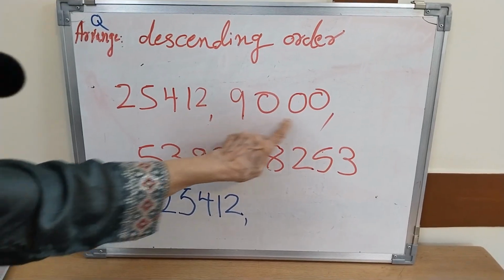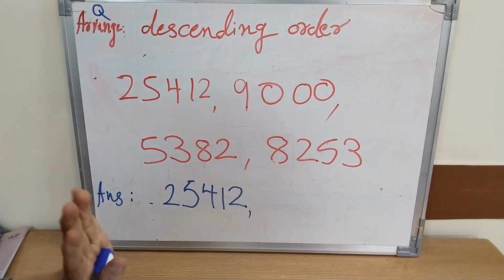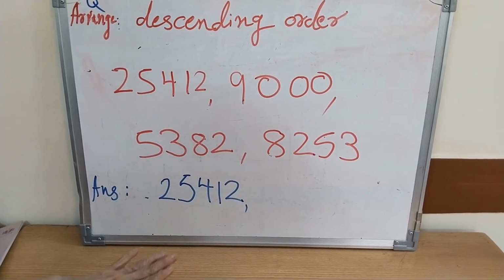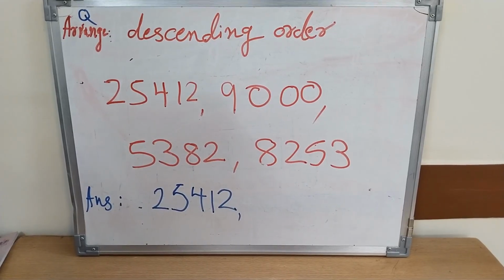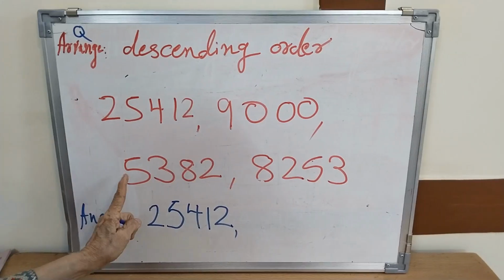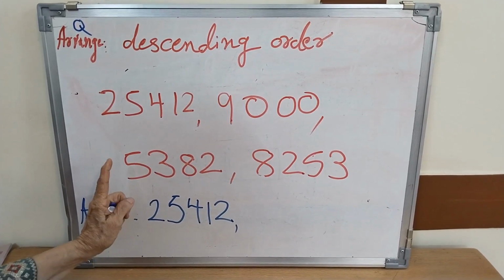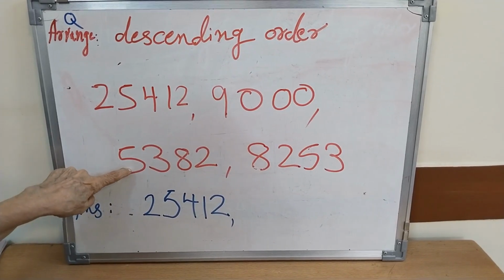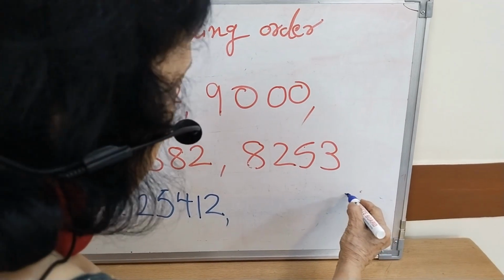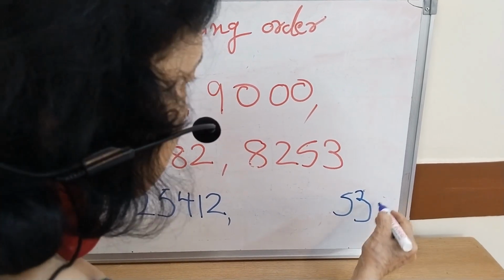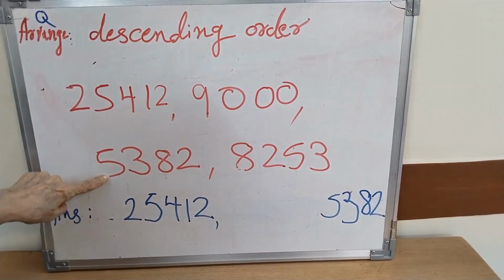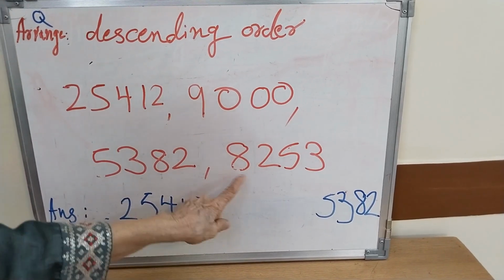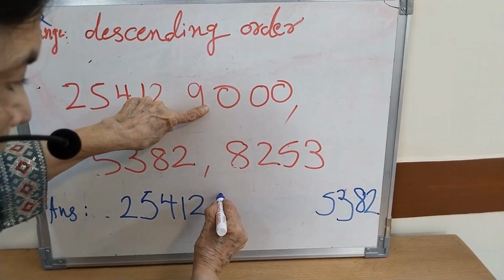Here the digits are 4 digits, 4 digits. So as far as the digits number is concerned, all three are on an equal place. Now we have to compare them. So first of all start comparing the first digit on the extreme left. 5, 8 and 9. So 5 is the smallest one and hence this will go at the end of the answer. This is the smallest one. Now we have to compare these two. Here 8253 is the second smaller one and 9000 appears here.